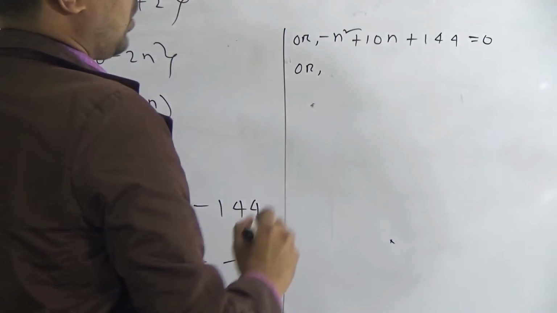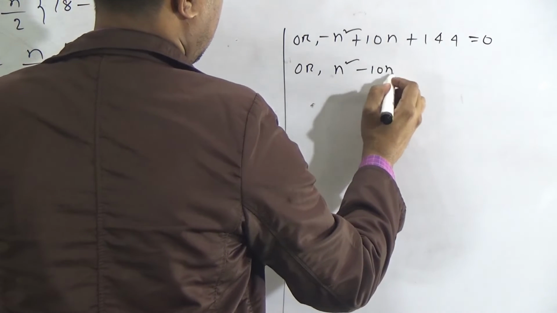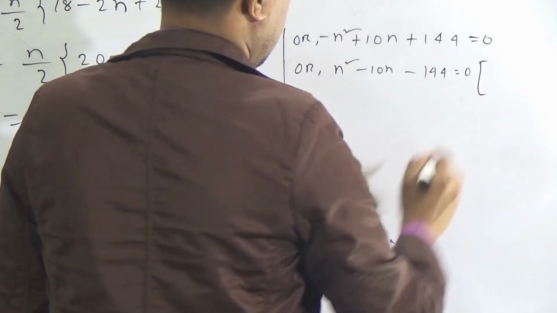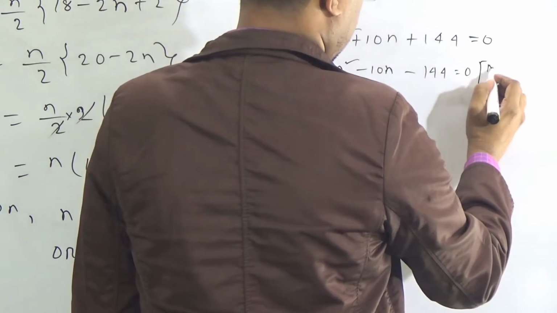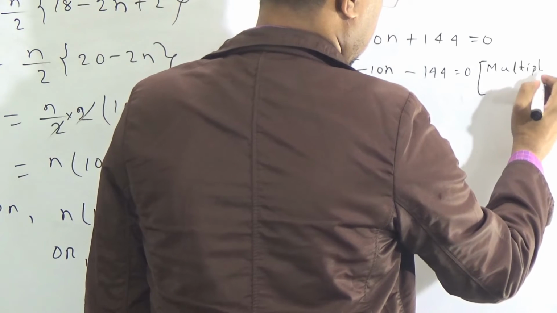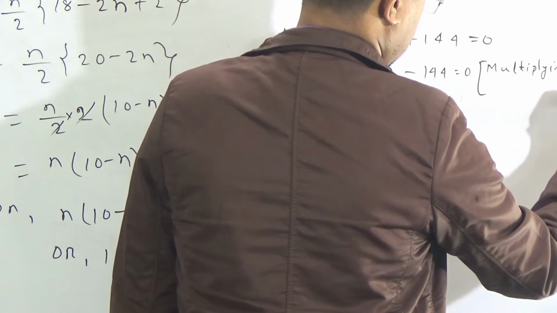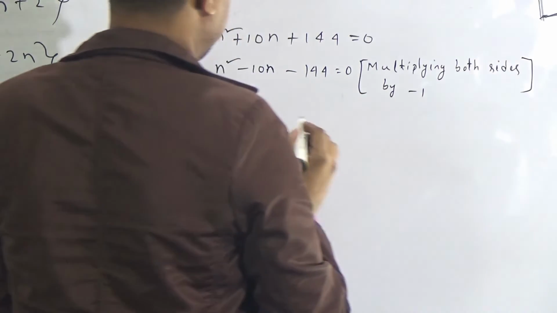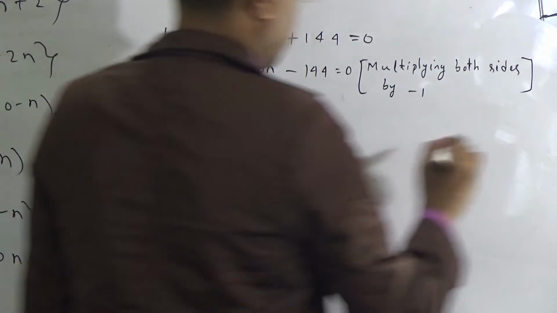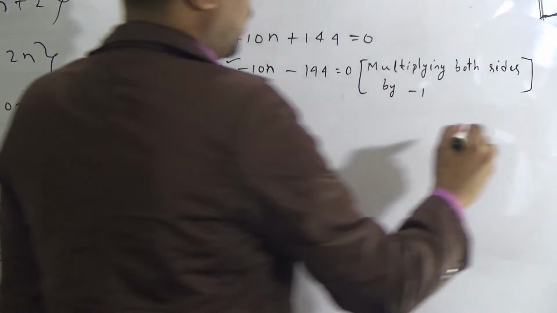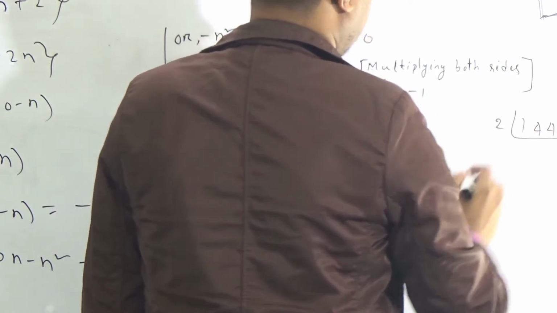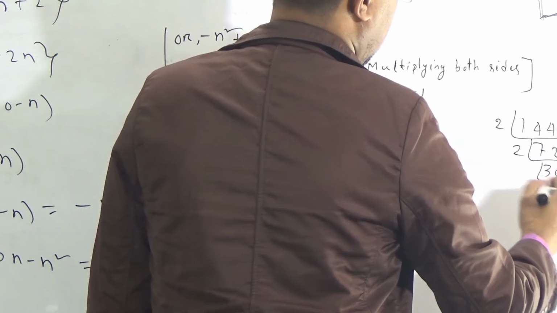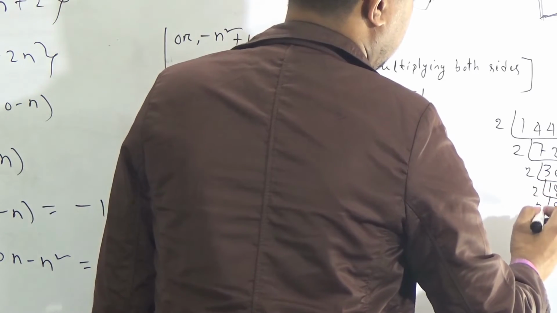Now multiplying both sides by minus 1, we get n square minus 10n minus 144 equal to 0. We'll now do middle term factorization here. At first we'll find the factors of 144. 72 twos are 144. Again 2 times 36, again 2 times 18, again 2 times 9, 3 times 3 is 9.